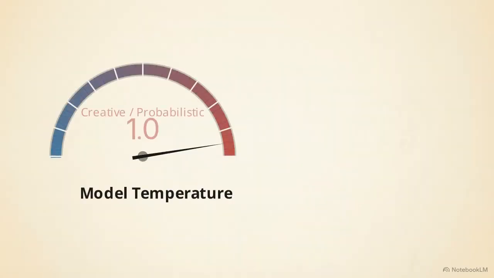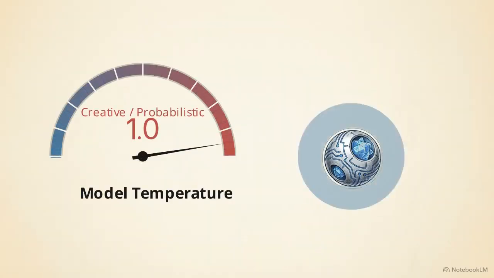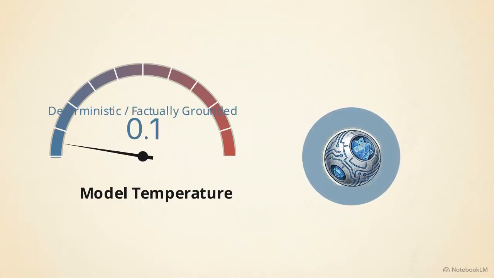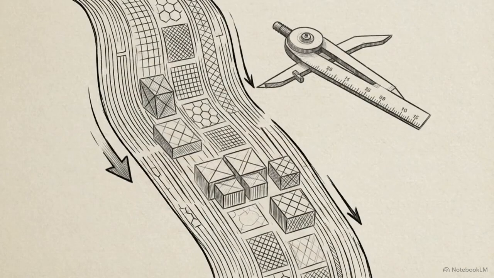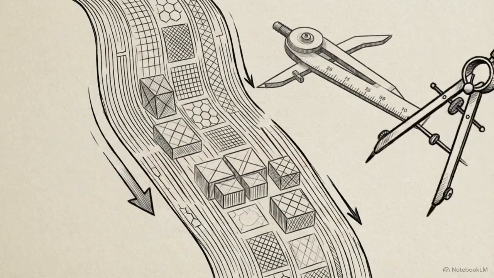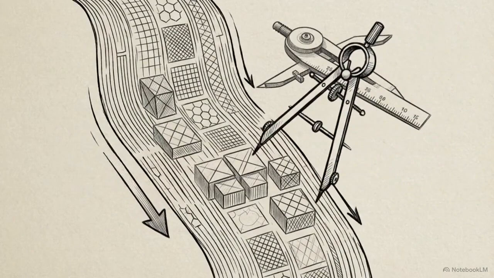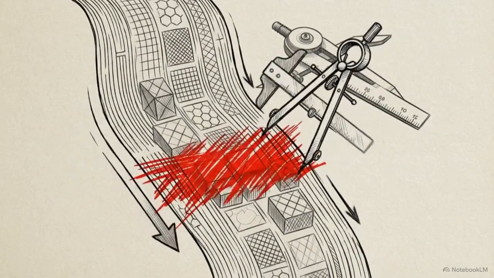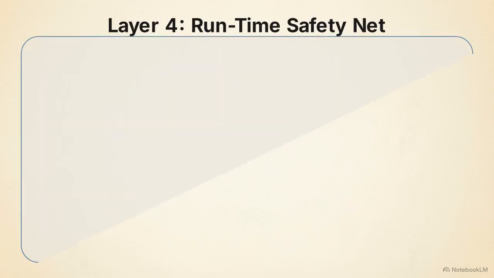At configuration time, we adjust the model's temperature. As this dial turns down from 1.0 to 0.1, the model becomes less creative and highly deterministic, severely restricting its ability to invent false information. While tuning and configuration lower the baseline probability of a hallucination, they are not completely foolproof. They must be paired with external, active guardrails. That brings us to Layer 4, the runtime safety net.